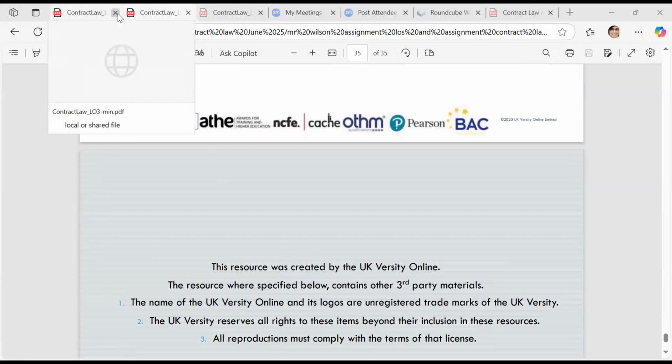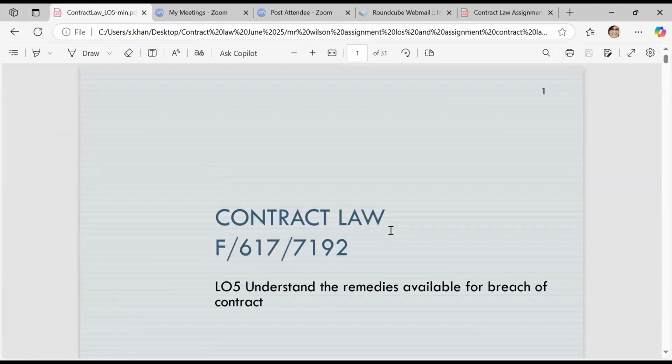Contract law, learning outcome 2. The next learning outcome, can you see that on now? Is it learning outcome 5, the final one? Yes. Can you see that?